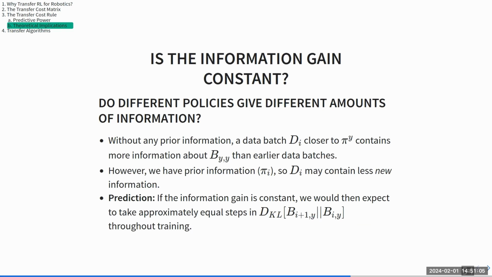That is a good question, because we have sort of conflicting intuitions. On the one hand, if you have no prior information, a data batch very close to pi_y is definitely more informative than a data batch that's far away from pi_y. On the other hand, if you have pi_i, then data batch D_i may not be that informative in that you already have a prior about what's going to be in D_i. So these are conflicting intuitions about whether or not the information content should grow or shrink during training. We don't think about it in terms of what time for training you need, but in terms of base task.